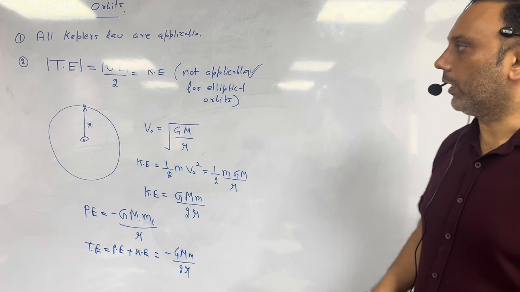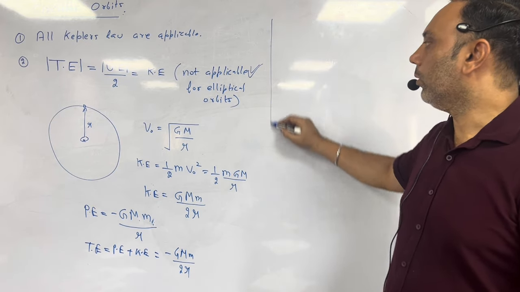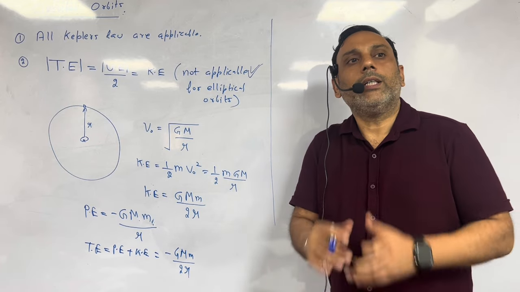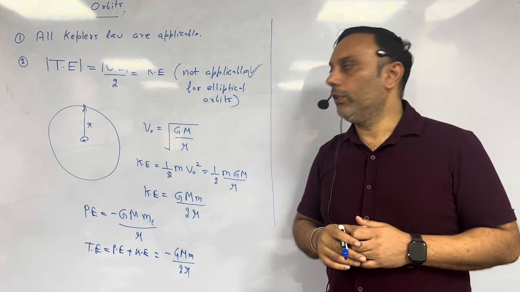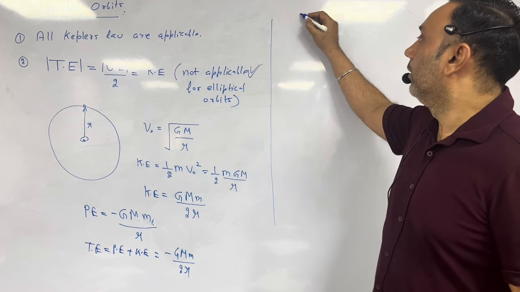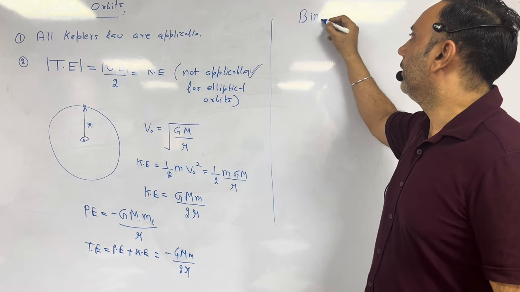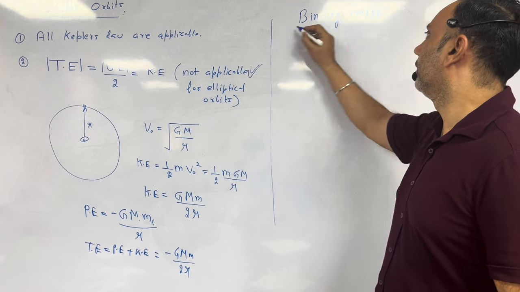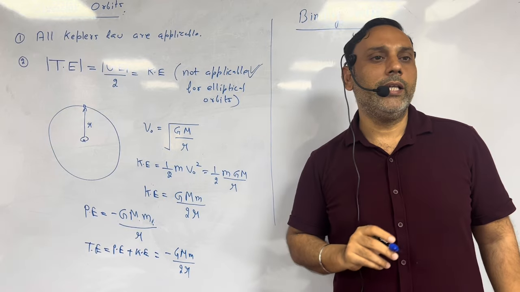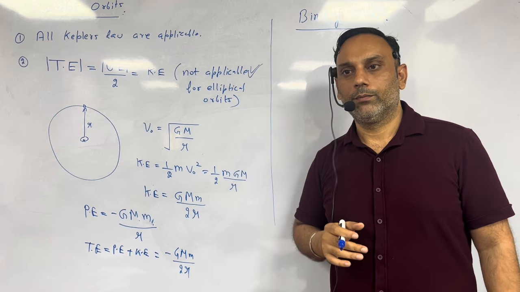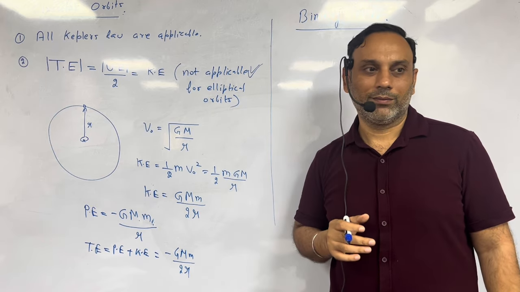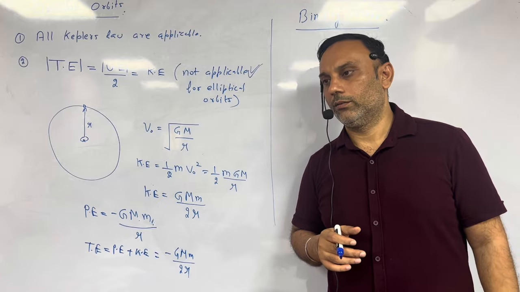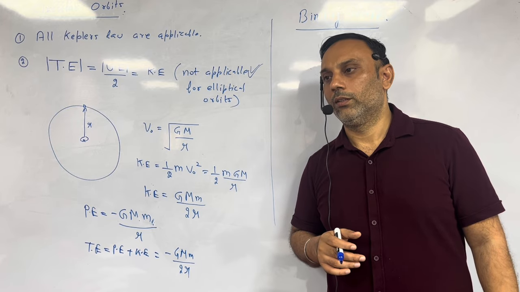Yes or no? Right. Now, one more physical quantity is associated with all types of orbits, but generally we use it in circular orbits. That is binding energy. Any idea about binding energy? You have learned in chemistry also: the energy required to move an electron from the first orbit to any nth orbit.